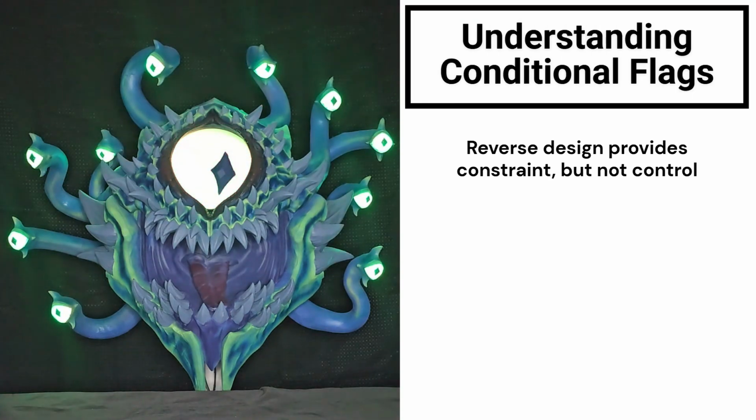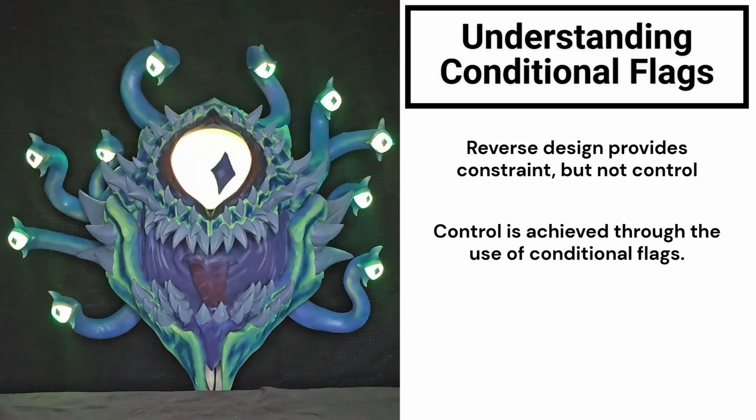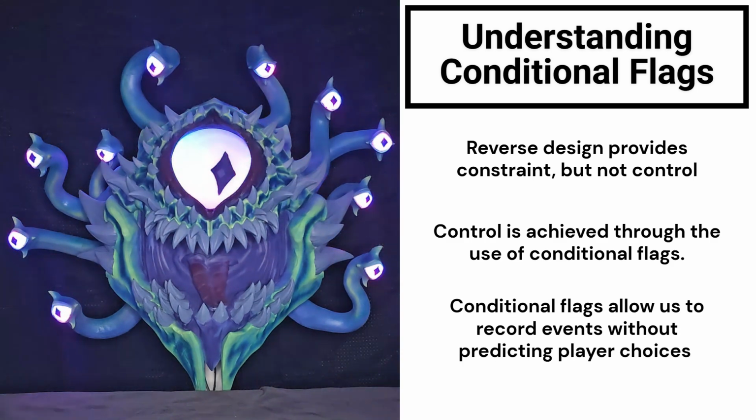Reverse design defines what must matter at the end of the story. But defining what matters does not, by itself, give us control over how we arrive there. We still need a way to observe what actually happens during play without trying to predict how the players will make it happen. That is the purpose of conditional flags.